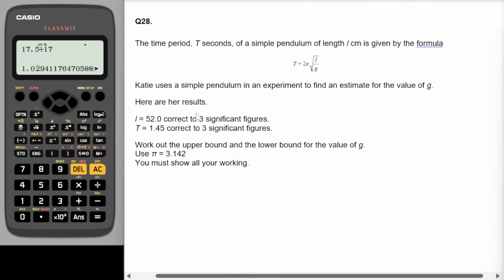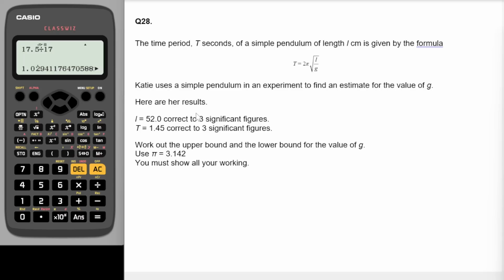Question 28. Time period t seconds for a simple pendulum of length L is given by the formula. Kate uses a simple pendulum in an experiment to find an estimate for the value of G. Here are her results. L was 52.0, correct to 3 significant figures. T is 1.45, correct to 3 significant figures. Work out the upper bound and the lower bound of G. Use pi is equal to 3.142.